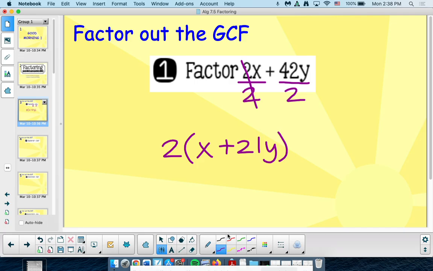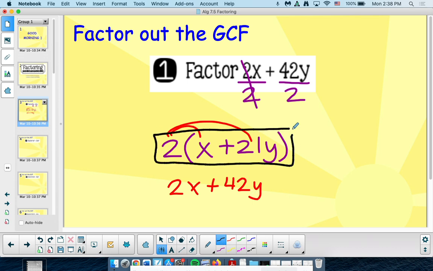So now, the best part is, you guys, you can check every single one of these. If you didn't feel confident in your answer here, you could check it. So let's check it real quick. 2 times x, 2x. 2 times 21y would be 42y. Do you guys see how it worked out? So this indeed is our factored form of that polynomial.